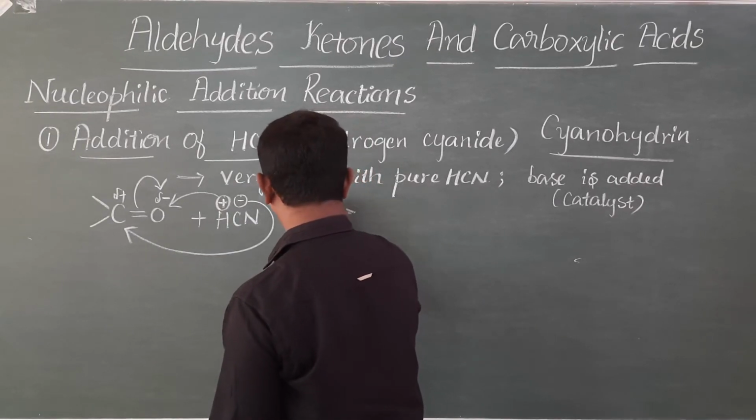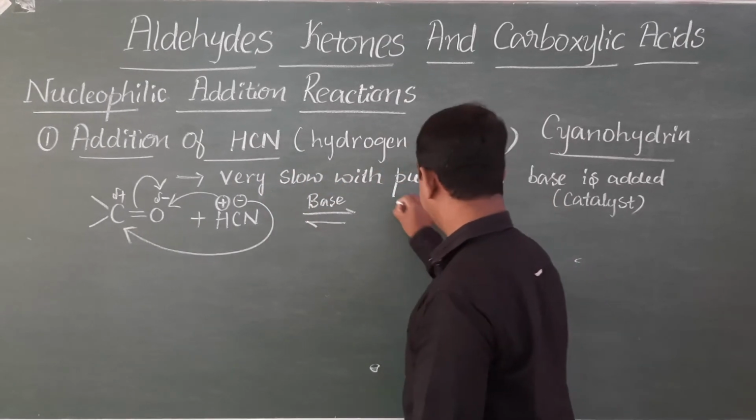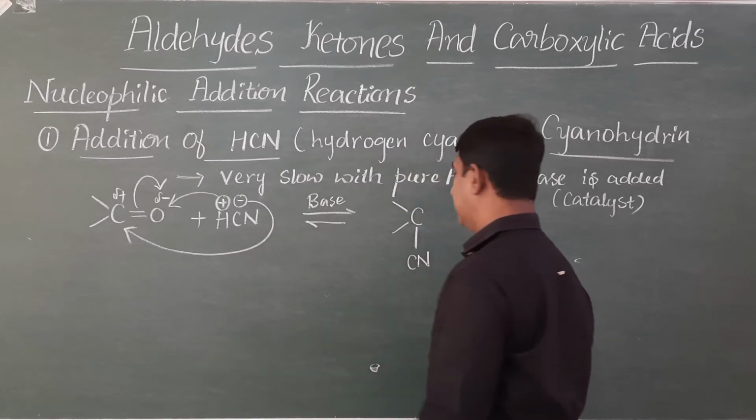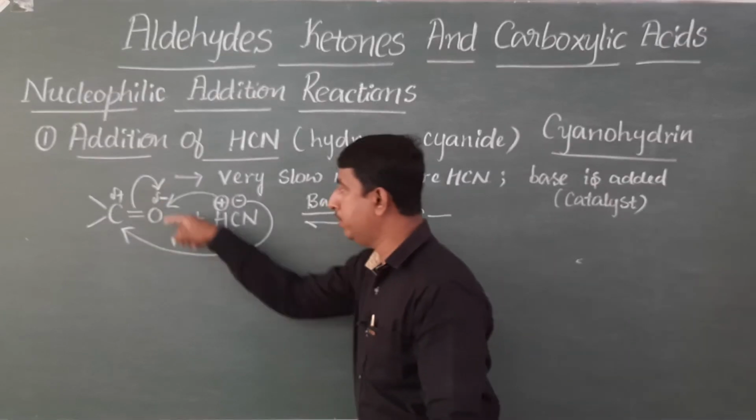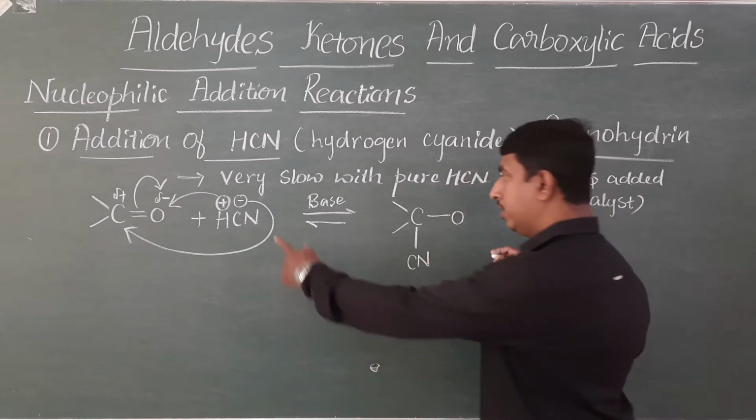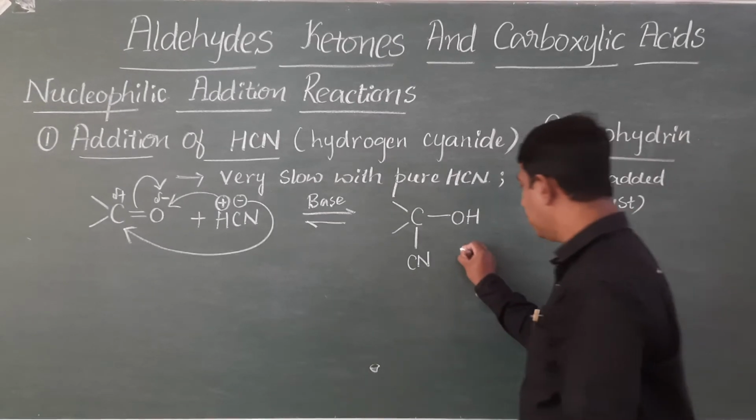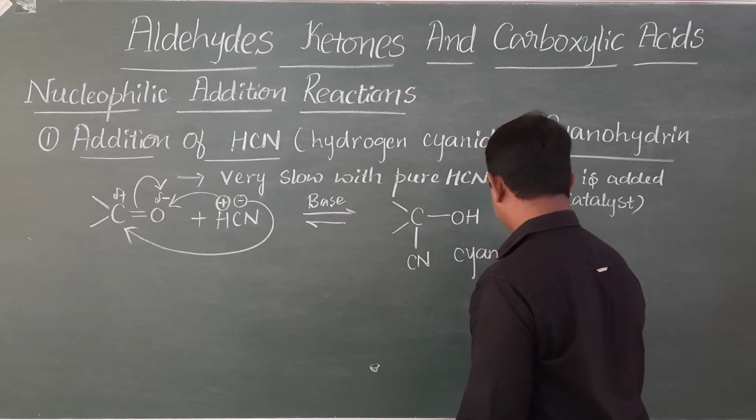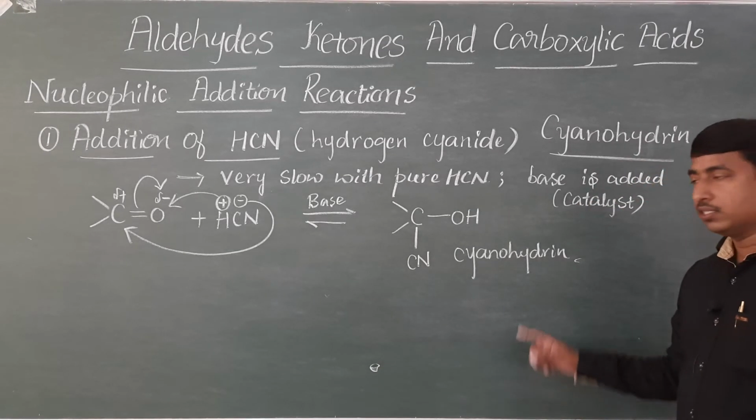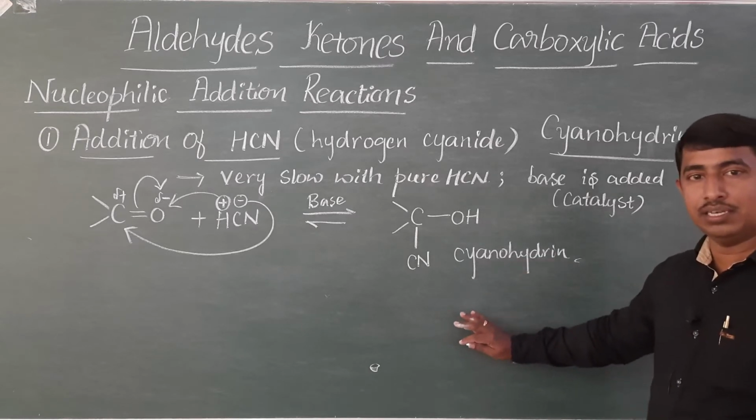So I'll write the product here. The reaction is catalyzed by the base. Carbon is attacked by the nucleophile, that is CN minus. So electrons will be shifted, meaning the double bond gets reduced to single bond. This O minus readily accepts H plus, forming OH. This product is named as cyanohydrin.